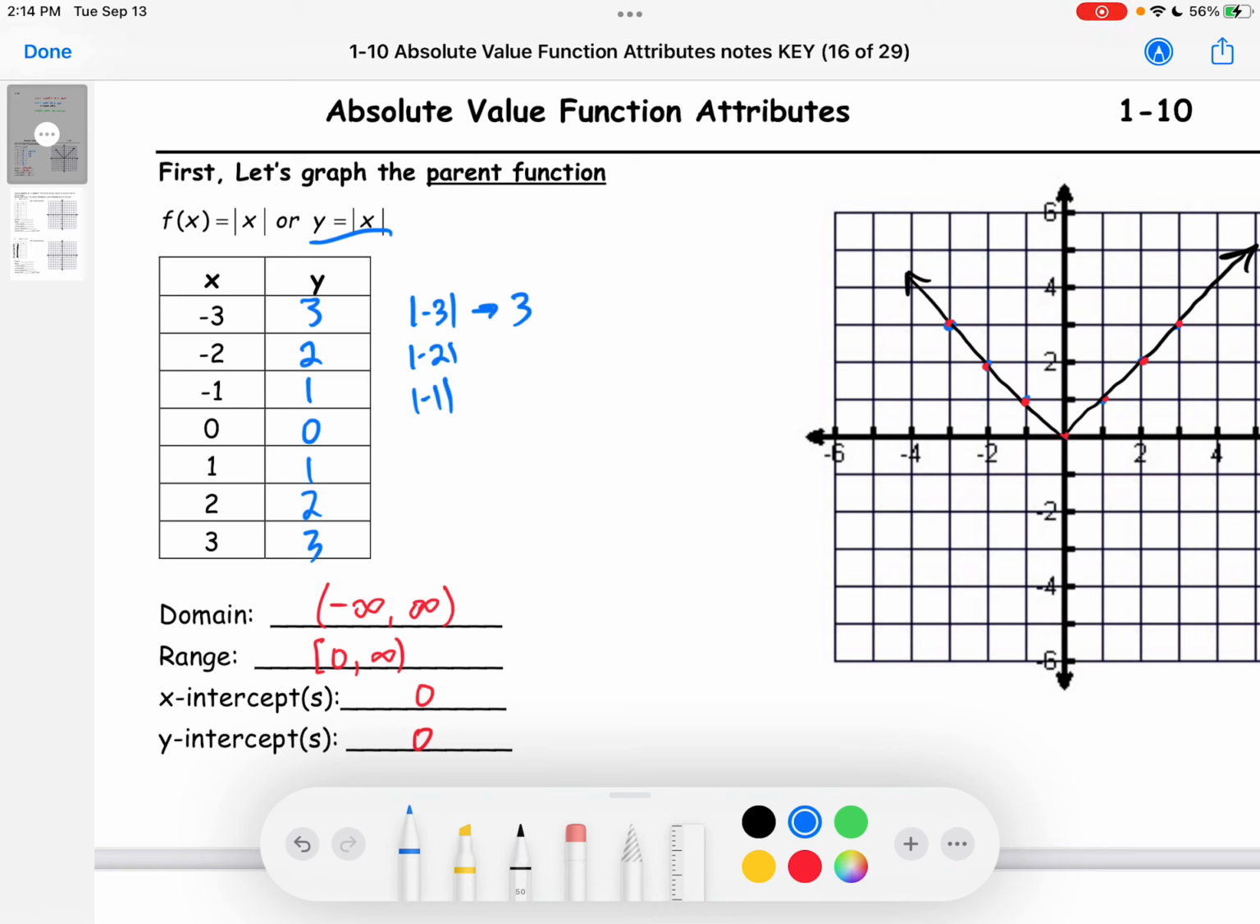Just like we talked about the other day, the domain on an absolute value is always infinities because we've always got arrows on both ends. The range on this particular one, that's not always going to be the same, but on this one, it bottoms out down here at 0. And both arrows pointing up means it goes up to infinity. The x-intercept is 0 and the y-intercept is 0. Both of them are that same point down here at the bottom that we were just talking about. Okay, that was the vertex point.